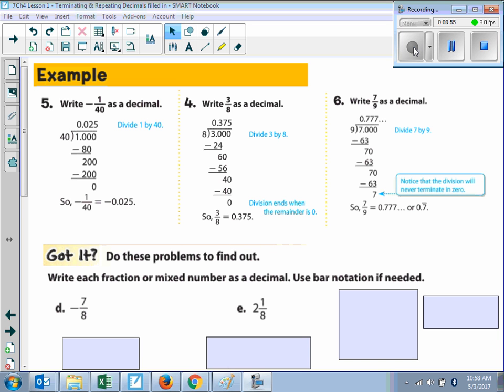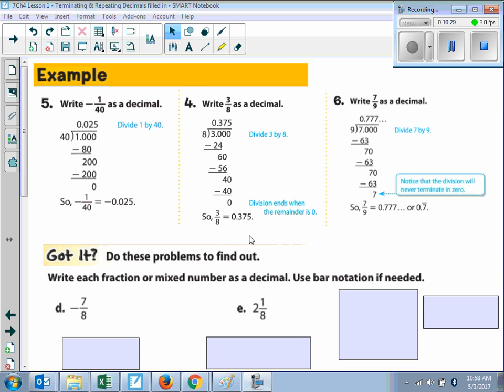So for example 5, we're going to divide 1 divided by 40. So when we do that, we end up with 0.025, and then once again, you're going to take the negative and set it aside for a bit, and then at the end, after you do your calculations, you put the negative back on. Okay? For number 4, we're going to divide 3 divided by 8. Numerator divided by the denominator. And we end up with 0.375.